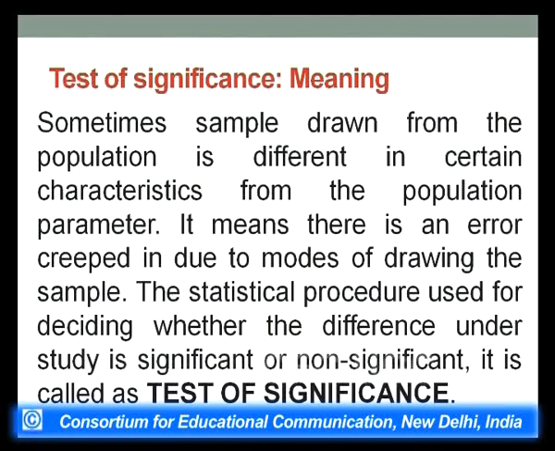So sometimes the sample drawn from the population is different in certain characteristics of the population parameter. For example, if you are drawing a sample from the population of Delhi city, and in Delhi city there are 1.5 crore people, and you draw a sample of 20,000, then you have to check whether this sample has the same characteristics in terms of age, education, socioeconomic level, and all other important variables.